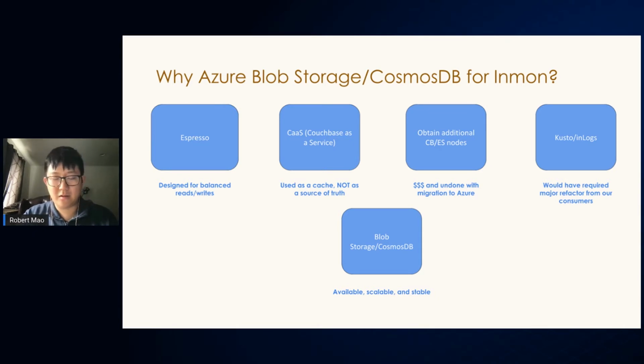Lastly, we looked at Kusto and Inlogs, which is another solution here at LinkedIn for storing logs, various objects, but this would have required a major refactor from our consumers and how they query data from Inmod's API. So that was also a no-go. So after exploring all that, we hit upon Blob Storage and Cosmos DB, which checked off all the 3 boxes that we were looking for. It's available. Microsoft's very good about keeping these things up. It's scalable as much as your wallet will allow for however much data you're shoving in there, and it's stable. Microsoft, again, has a vested interest in keeping these things up and running as much as possible.